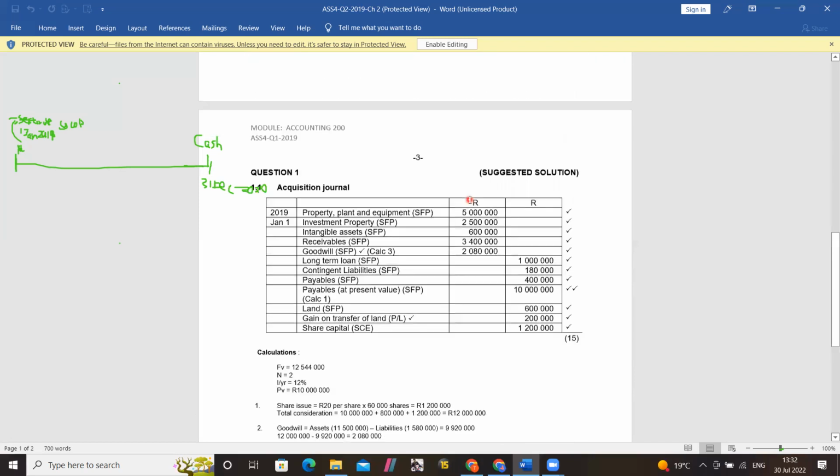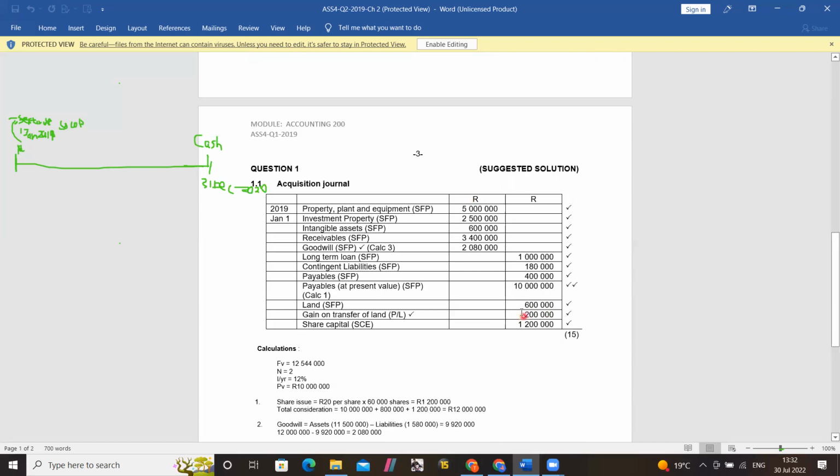Like I said, they did this in our entry here. This is confusing. Do you see why? Do you see land here? They said 600,000, and in my calculation, it would have been 800,000. But this gain on transfer of land, you wouldn't have had it. It would have been separate.